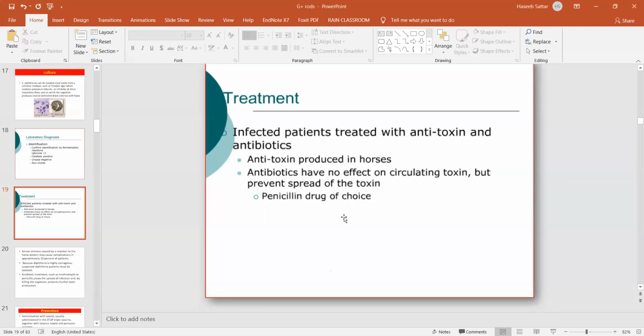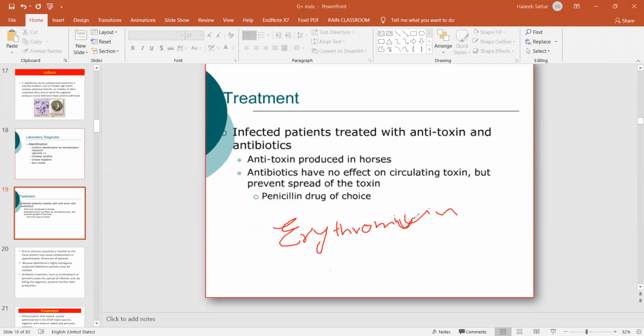So what is the drug of choice? The drug of choice is penicillin. We can use antibiotics to kill the bacteria. The latest guidelines suggest that erythromycin is now the first line drug.